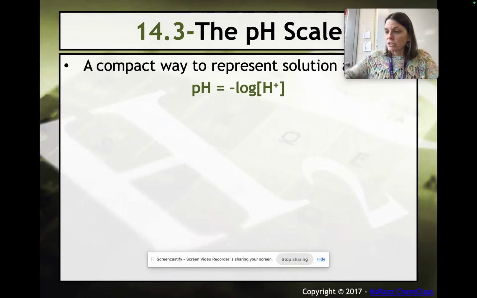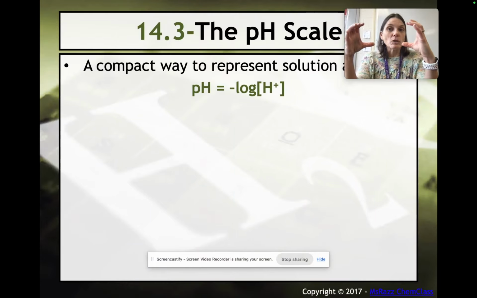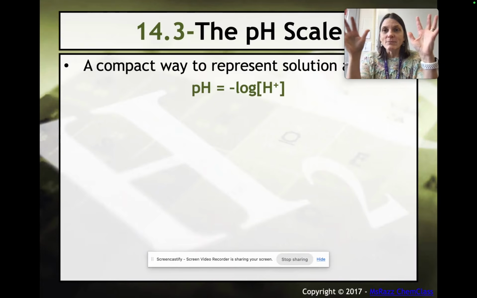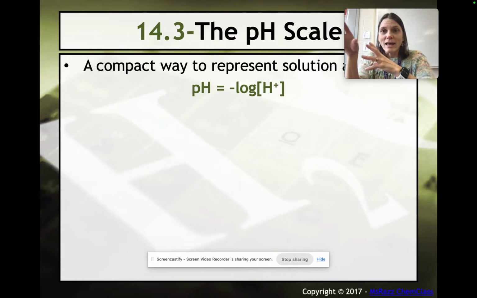So the pH scale is a very easy, compact way to represent the hydrogen ion concentration or the hydronium ion concentration. Here is the pH equation: little p, capital H, that's pH. It equals the negative log of the H plus concentration. Remember, square brackets mean molar concentration. We could also write H3O plus, because H plus and H3O plus mean the same thing, the hydronium ion.